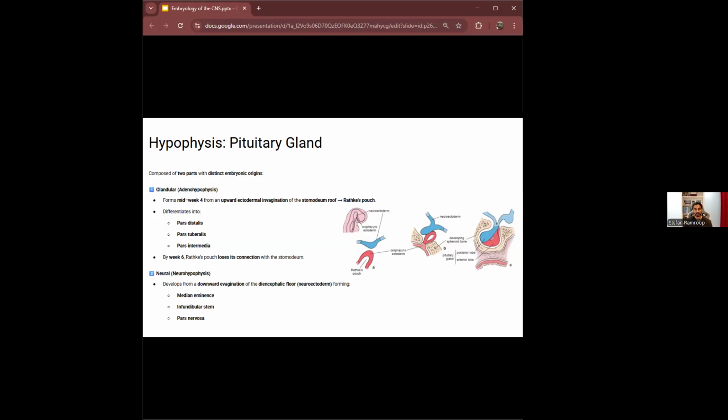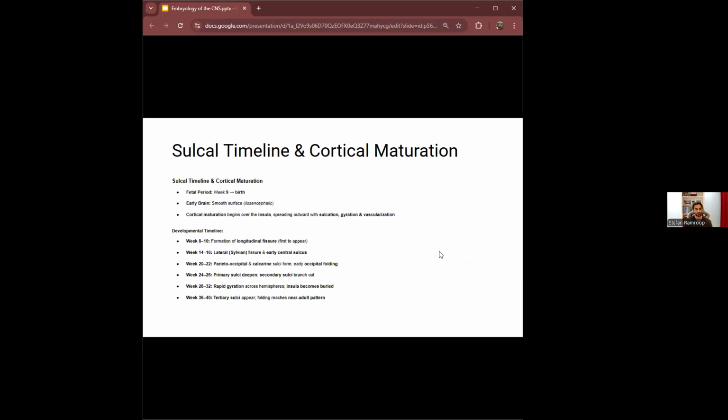And then secondly, you're going to have your neural portion, or your neurohypophysis, which develops from a downward invagination of the diencephalic floor, derived from neuroectoderm. This will form your median eminence, your infundibular stem, and your pars nervosa, which make up your posterior pituitary gland. The dual origin basically explains why the pituitary gland is composed of two different tissue types: the adenohypophysis, again, derived from the oral ectoderm, and then the neurohypophysis, derived from the neuroectoderm, which forms the posterior lobe.